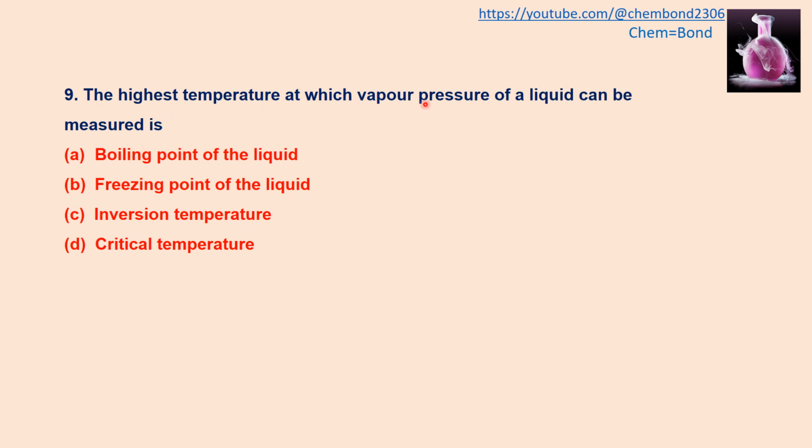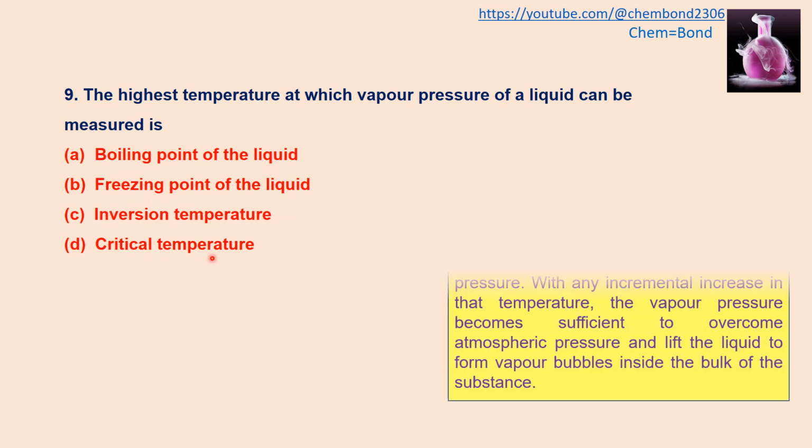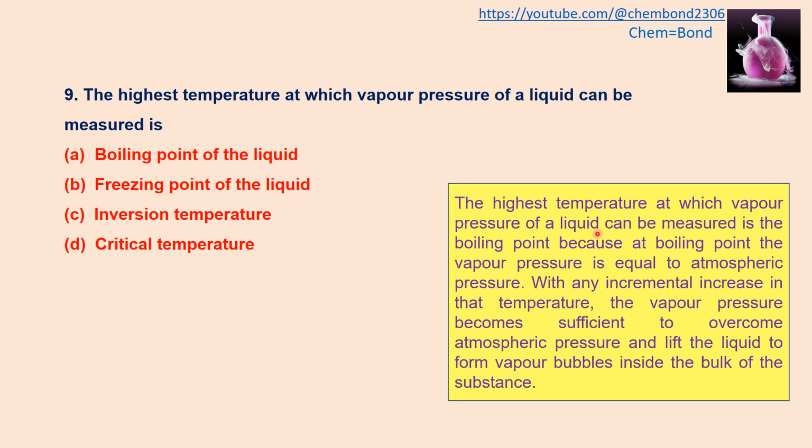The highest temperature at which the vapor pressure of the liquid can be measured is the boiling point of the liquid, freezing point of the liquid, inversion temperature, or critical temperature? The highest temperature at which the vapor pressure of the liquid can be measured is the boiling point, because at the boiling point the vapor pressure is equal to the atmospheric pressure. With any incremental increase in temperature, the vapor pressure becomes sufficient to overcome the atmospheric pressure and lift the liquid to form vapor bubbles inside the bulk of the substance. So boiling point is the temperature up to which the vapor pressure of the liquid is measured.